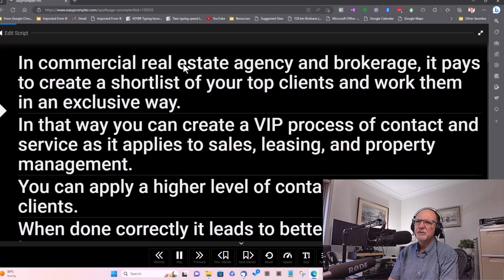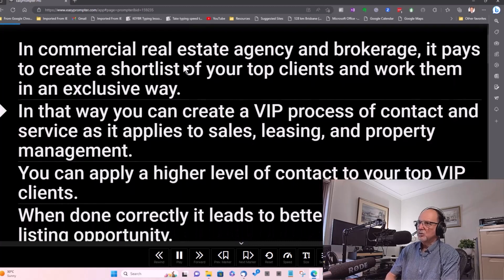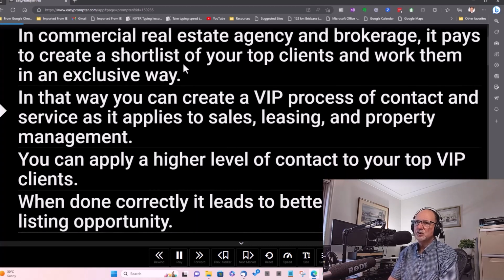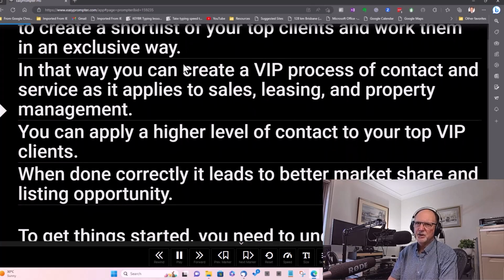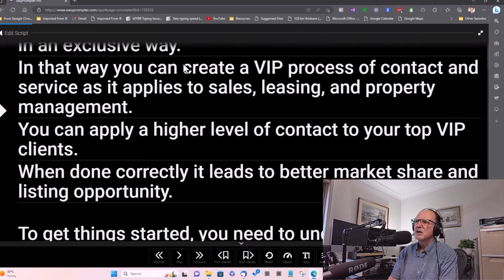Taking that further, in that way you can create a VIP process of contact and service as it applies to sales, leasing, and property management. The idea there is that your VIP clients will need multiple levels of help. That's sales, leasing, or property management at different times. So be sensitive and open to what they may need from you and how you can service them. It's that simple. VIPs, you can get plenty of business from them throughout the year.